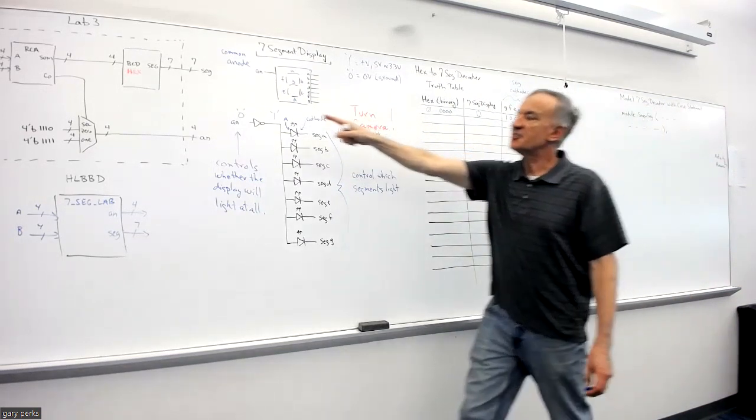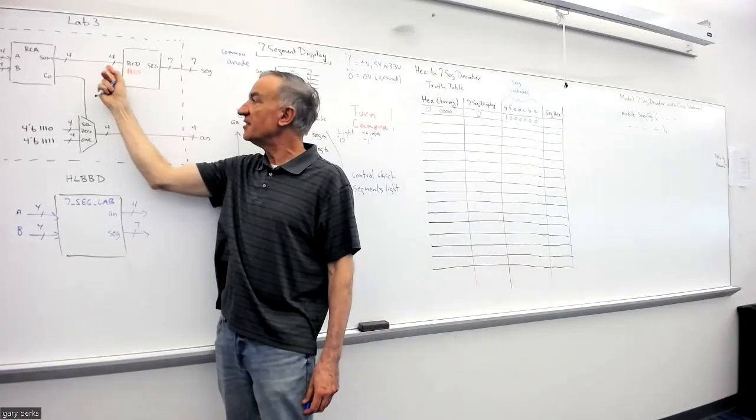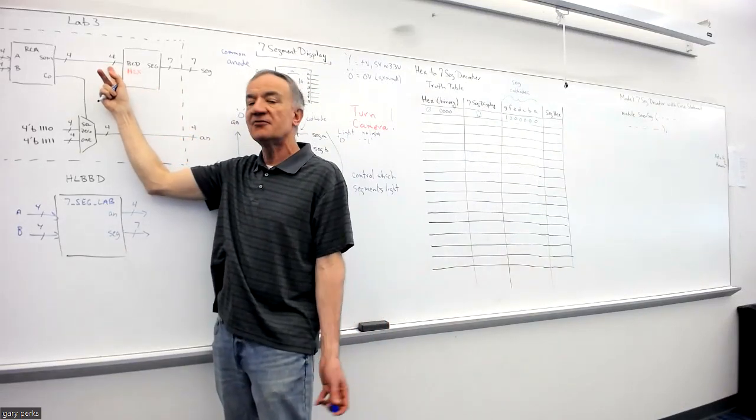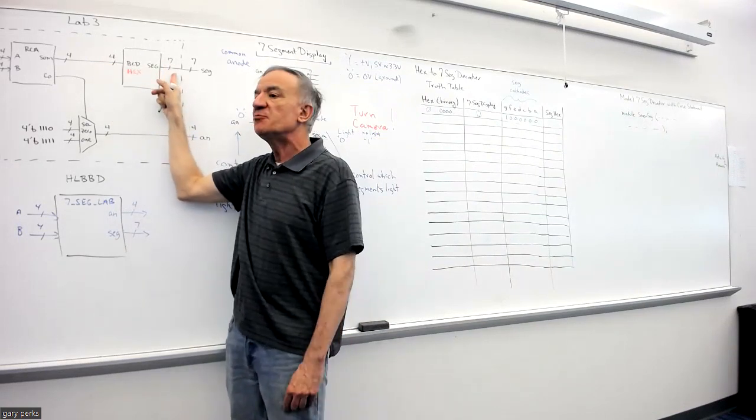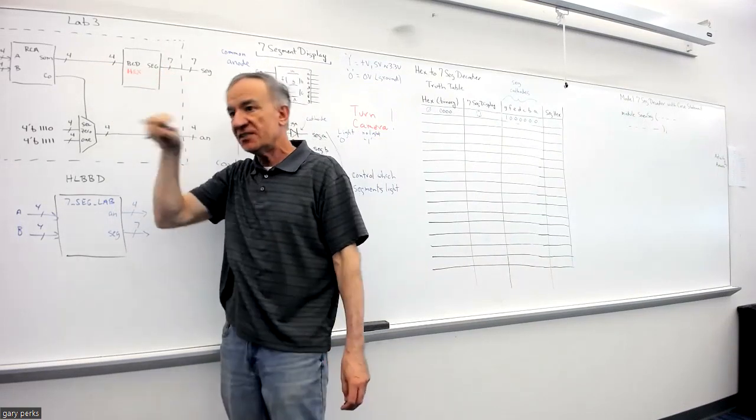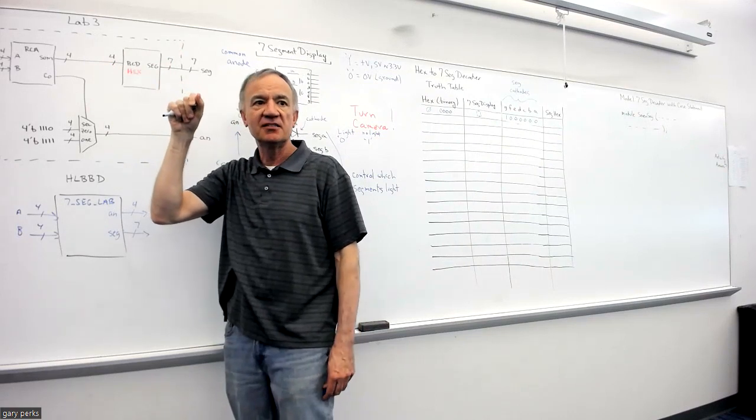When you design this decoder, you're going to design it such that when there are 4 zeros coming in, the binary 4 zeros, which is a hex 0, you're going to make these 7 bits such that it's going to light up a 0 on the 7-segment display.